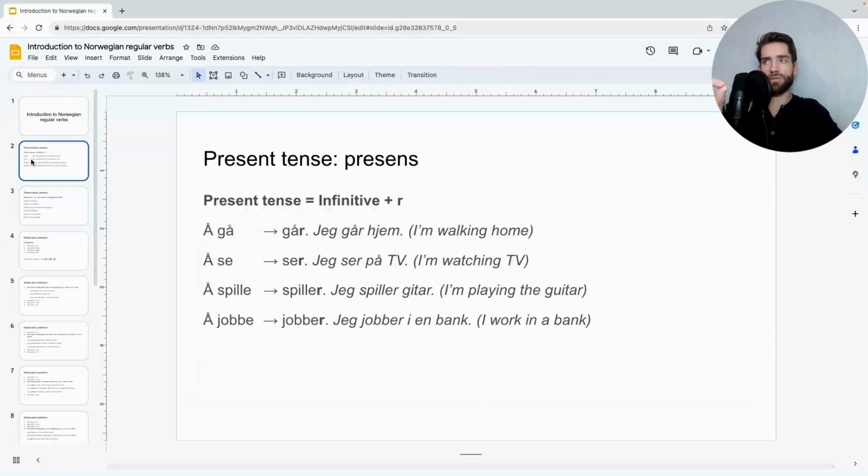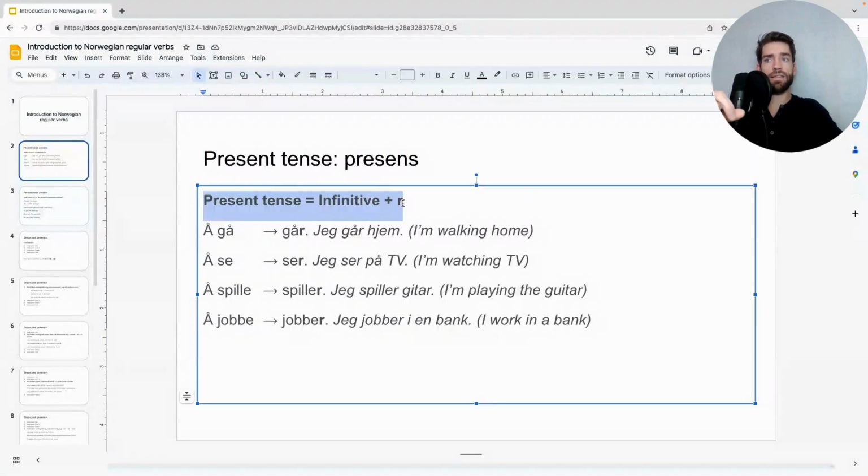So starting off with the present tense. The present tense is formed by taking the infinitive and adding an R. That's it. So if we have an infinitive such as å gå, and notice, by the way, infinitive verbs always need to have this infinitive marker, å. That's like to go in English, or to walk, actually. Usually it's to walk. That becomes går. Gå plus r becomes går.